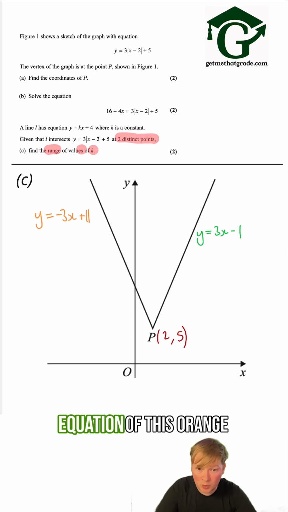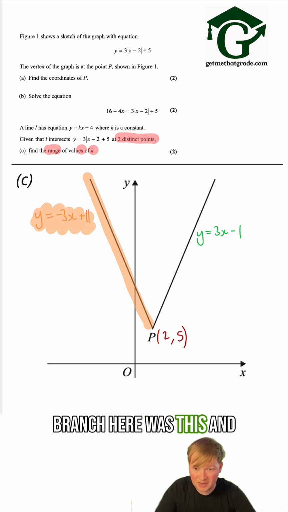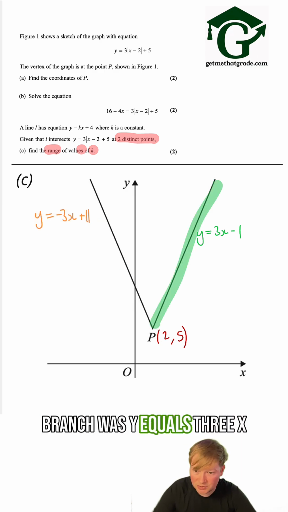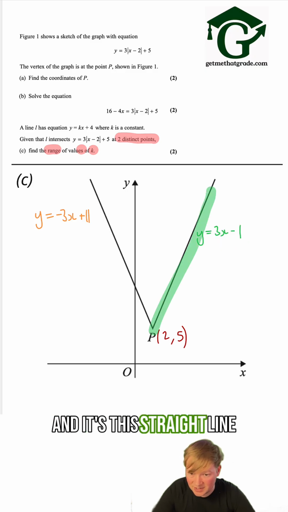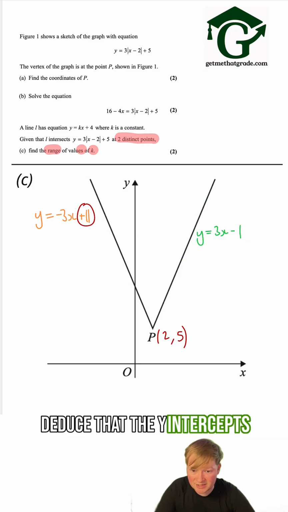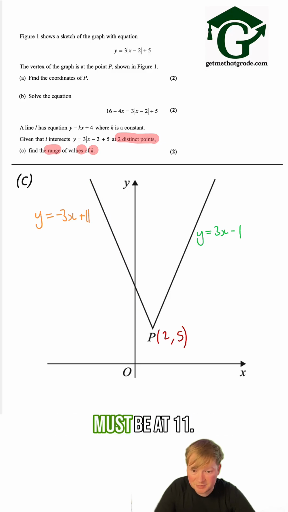So we found out that the equation of this orange branch here was this, and it's that for values of x less than 2. And the equation of this green branch was y equals 3x minus 1. And it's this straight line for values of x greater than 2. So remember that we also deduced that the y-intercept of this branch on the left must be at 11.